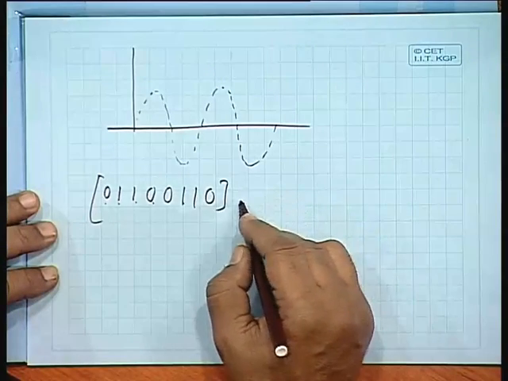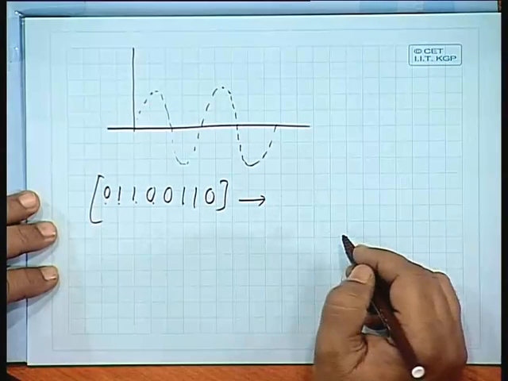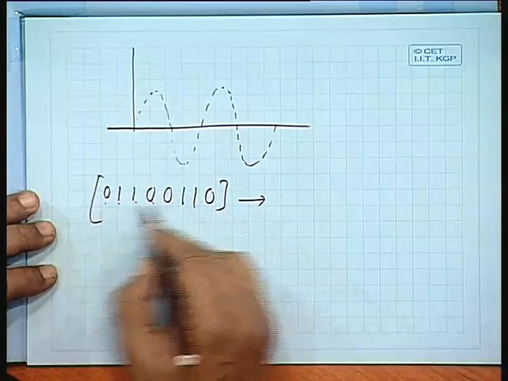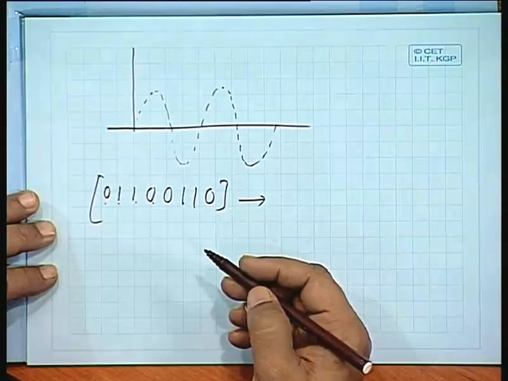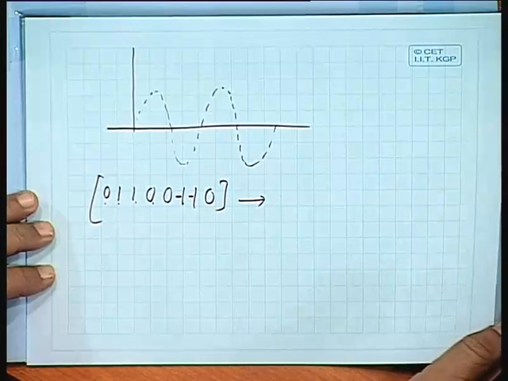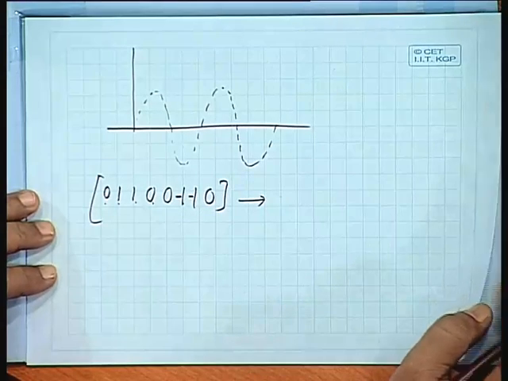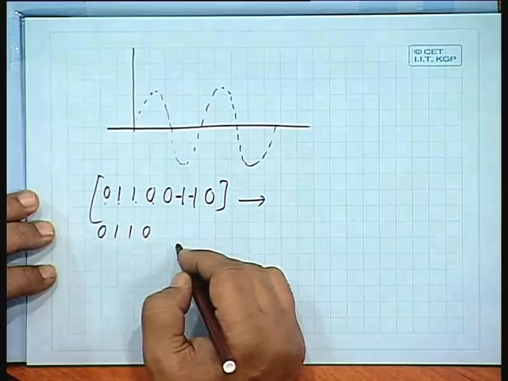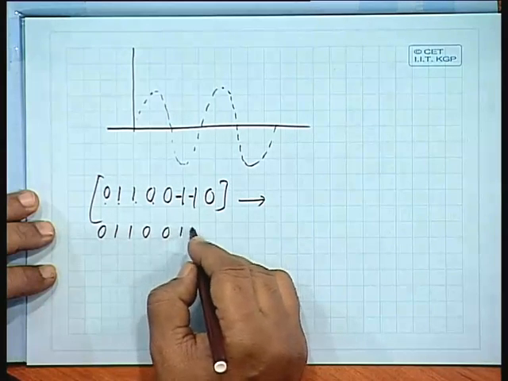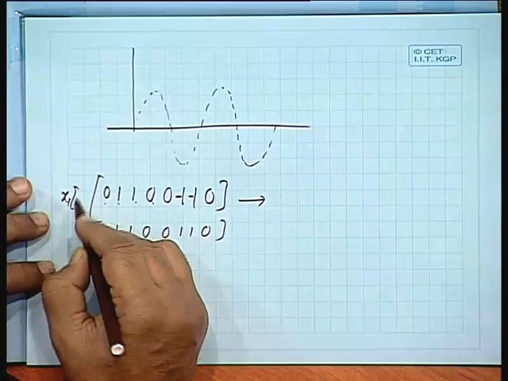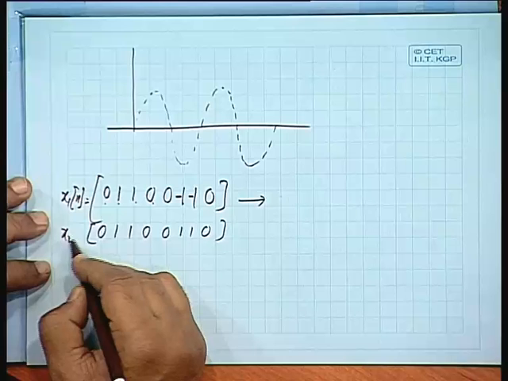Okay, you try this at home, take it as an exercise. What are the components? Suppose x[n] is this 8 point sequence. What will be x[n]? Sorry, I forgot to put minus signs. And 0, 1, 1, 0, 0, 1, 1, 0, again another sequence. This is x1[n], this is x2[n].